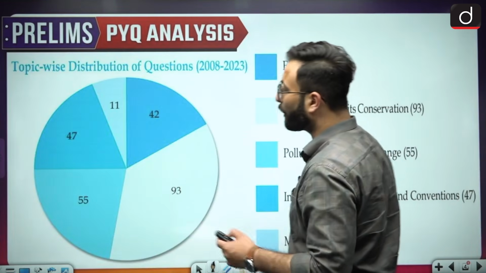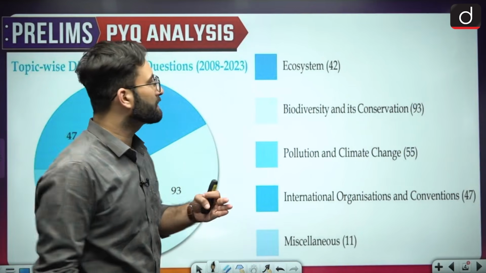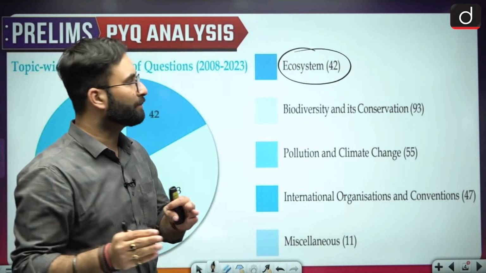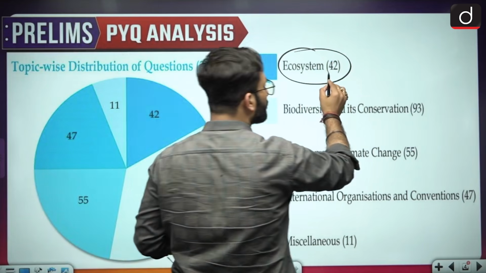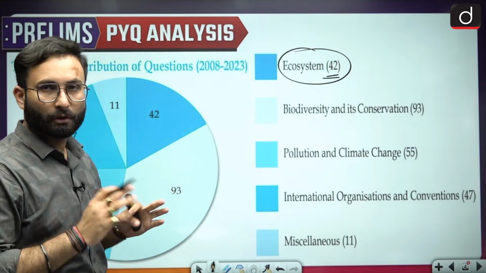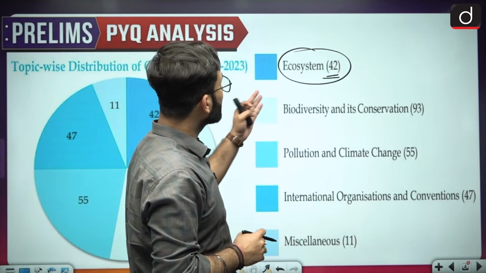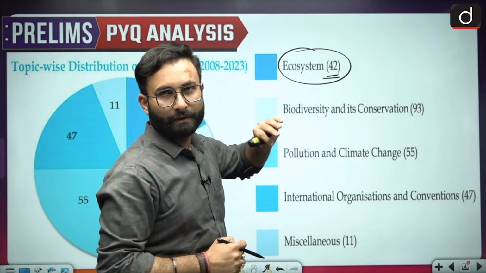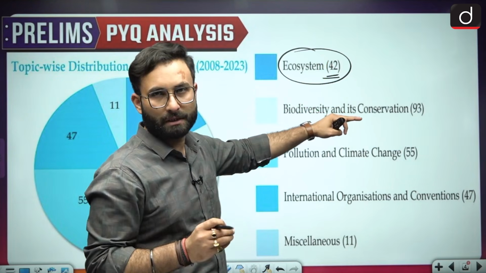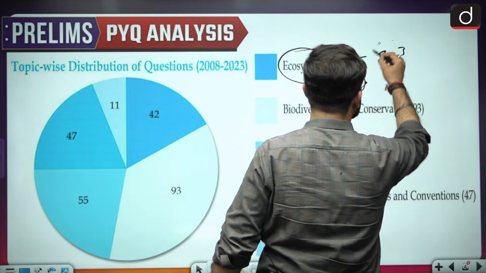Now if you look at the topics over here, you will see that environment is divided into various topics and subtopics. One is ecology and the ecosystem part. Here 42 questions have been asked from 2008 to 2023, which is nearly 15 years. In this period they have asked this many questions, so nearly 2 to 3 questions per year from ecosystem have been asked.